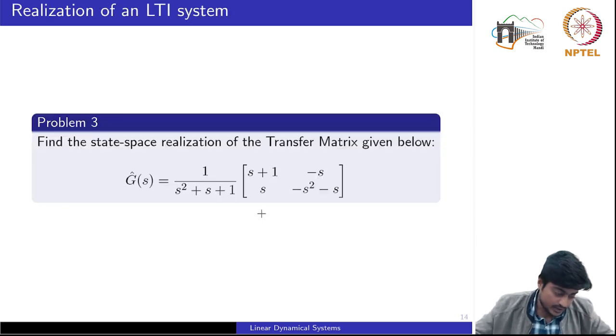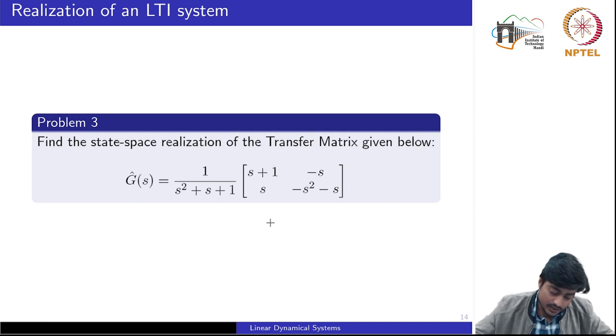So problem 3 deals with the state space realization of the transfer matrix. Here we have specified some transfer function matrix, which is a 2 by 2 system, meaning to say we have 2 inputs and 2 outputs. And the realization problem deals with: given a transfer function, we need to see whether there exist these A, B, C, D matrices.